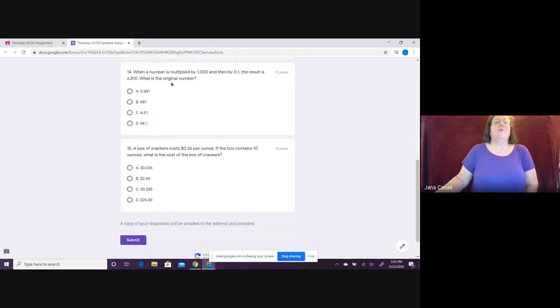Question 14. When a number is multiplied by 1,000 and then by 1/10, the result is 6,810. What is the original number? Again, another multi-step problem. 6,810. What number times 1/10 would give you 6,810? Then from that number, what number do you multiply 1,000 by to get to that number? It is a multi-step problem. Again, we're solving for unknown factors, not for the product.